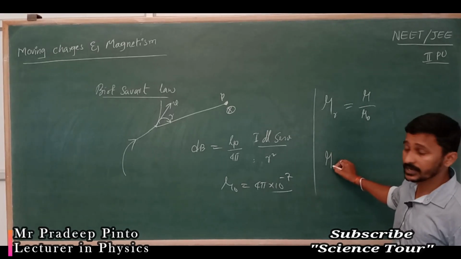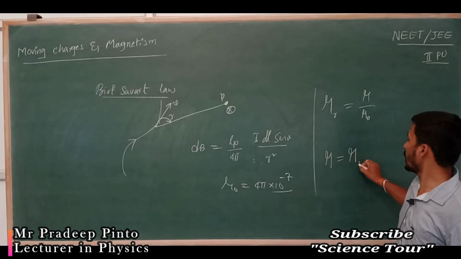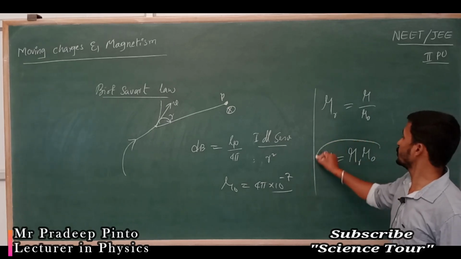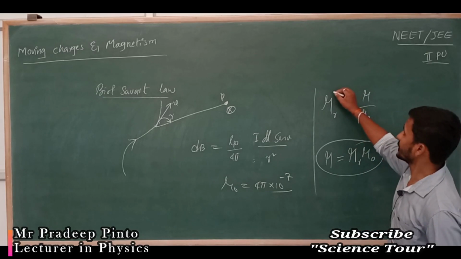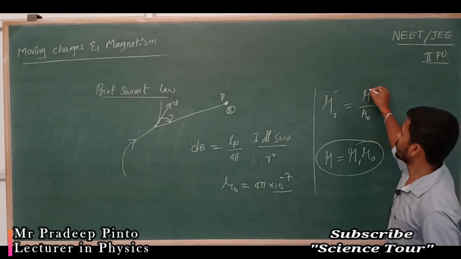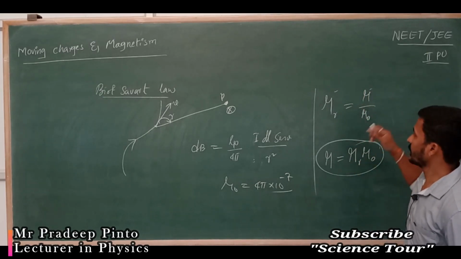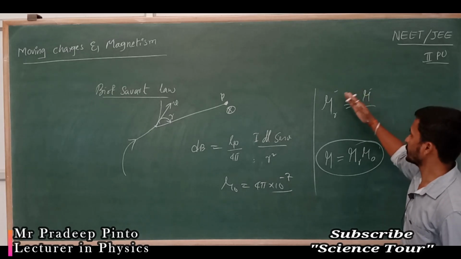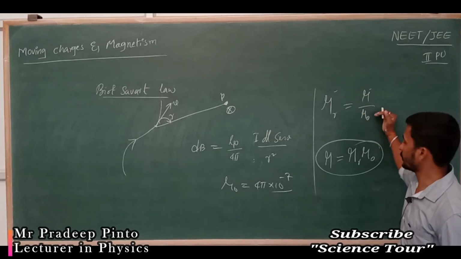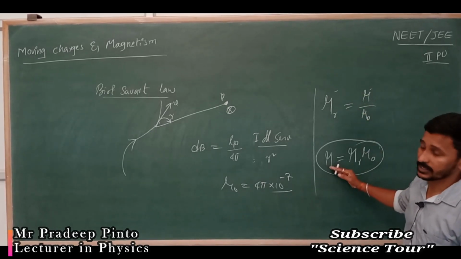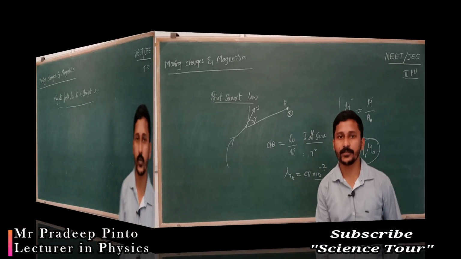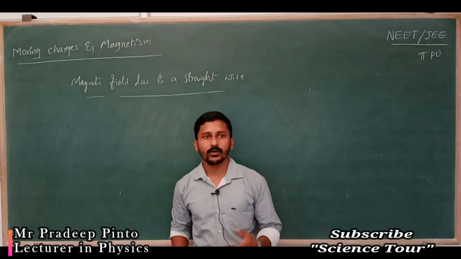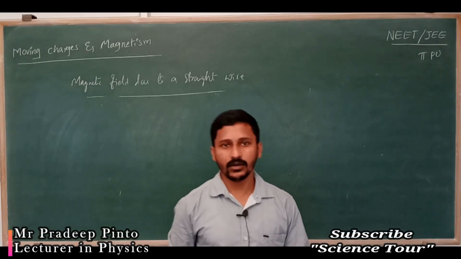Permeability of the medium you can write down as mu r into mu naught. This you must know directly. It is not like you have to write down this formula and finally get it. Whenever we are asked relative permeability, mu by mu naught, and permeability of the medium, mu r into mu naught, that we should know. So the Biot-Savart law we have studied gives a general formula.